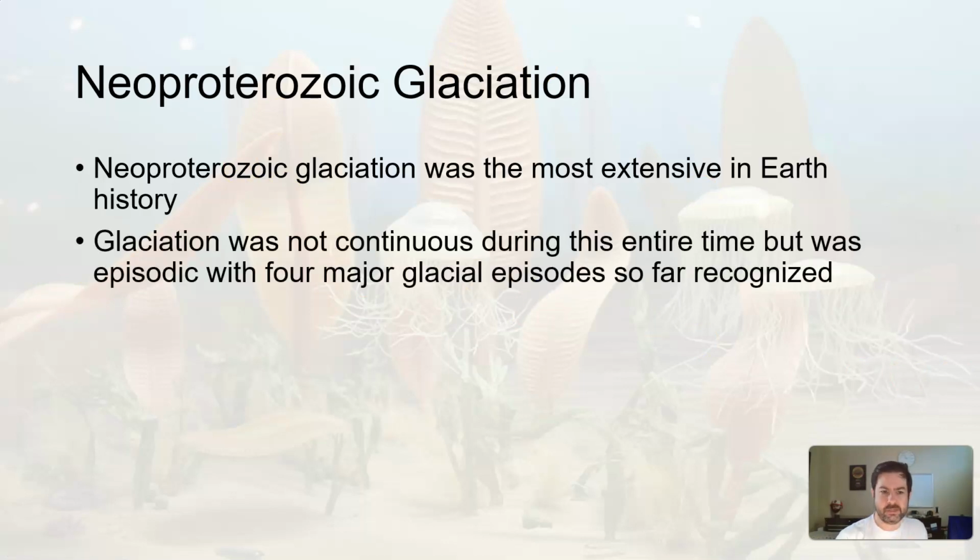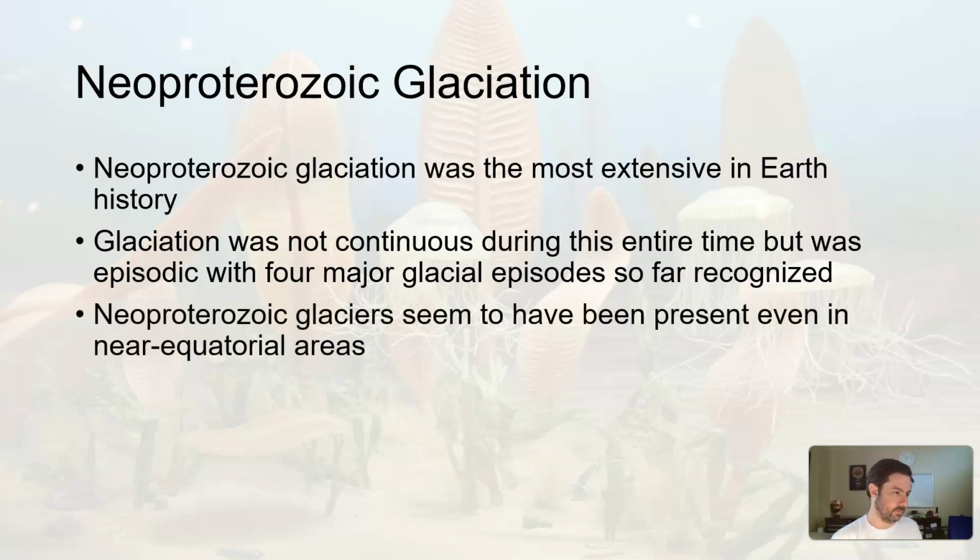The glaciation wasn't continuous during this entire time, but it was episodic, with about 4 different episodes. So we had this big chunk of glaciation in the Paleoproterozoic. Now we get this big chunk in the Neoproterozoic, but it was broken up. It wasn't continuous over the whole time. And it was so extensive that we may have even had glaciers near equatorial areas.